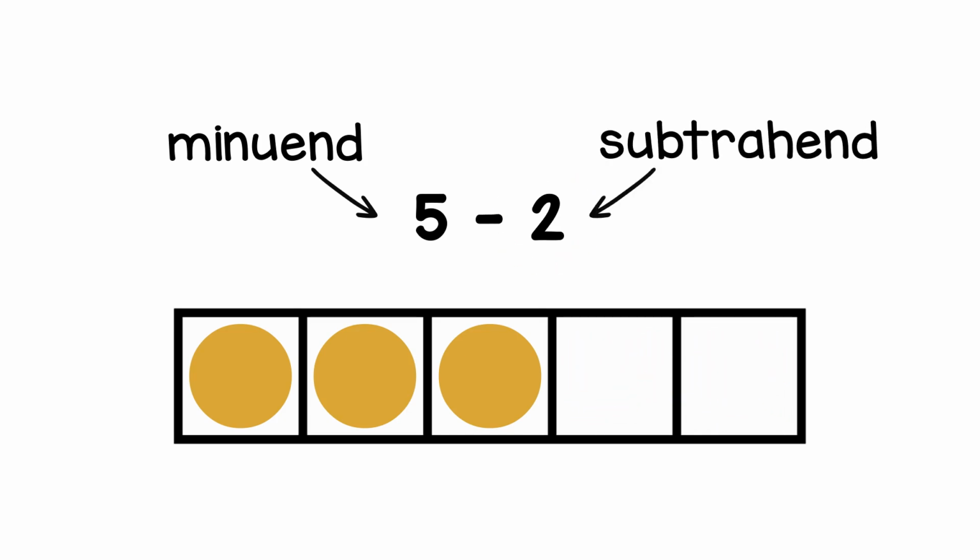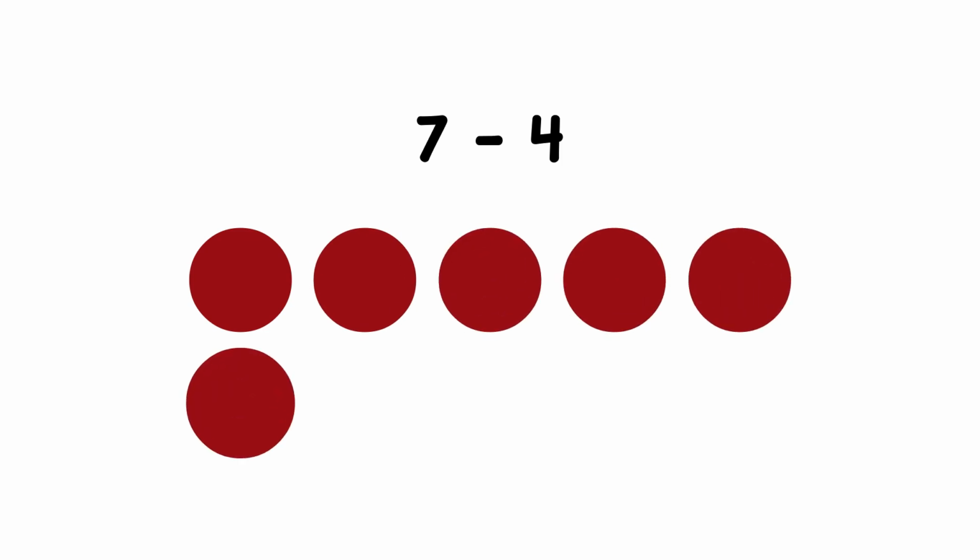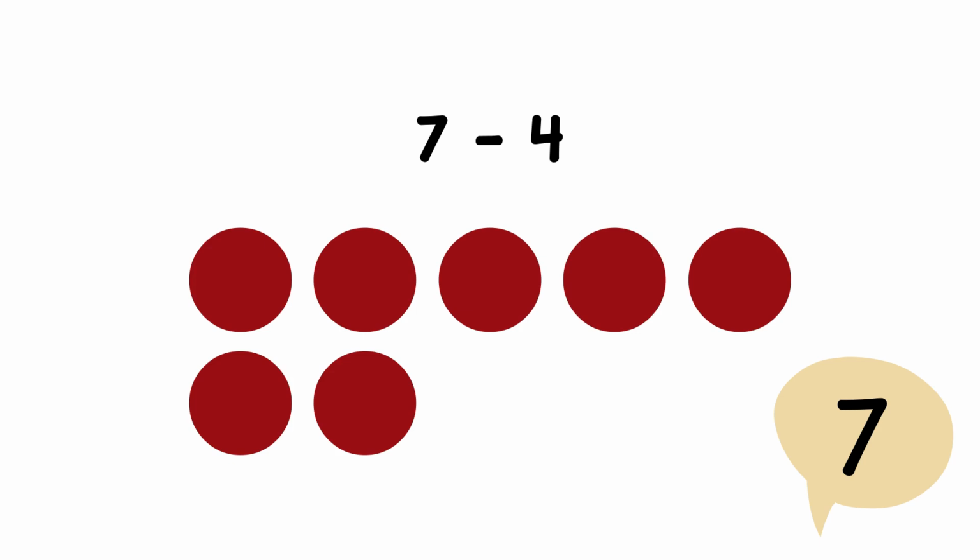Start with a small subtraction problem to learn the strategy, like 7 minus 4. First, place 7 counters in a row to represent the minuend: 1, 2, 3, 4, 5, 6, 7. Now count back the smaller number by removing 4 counters one at a time.